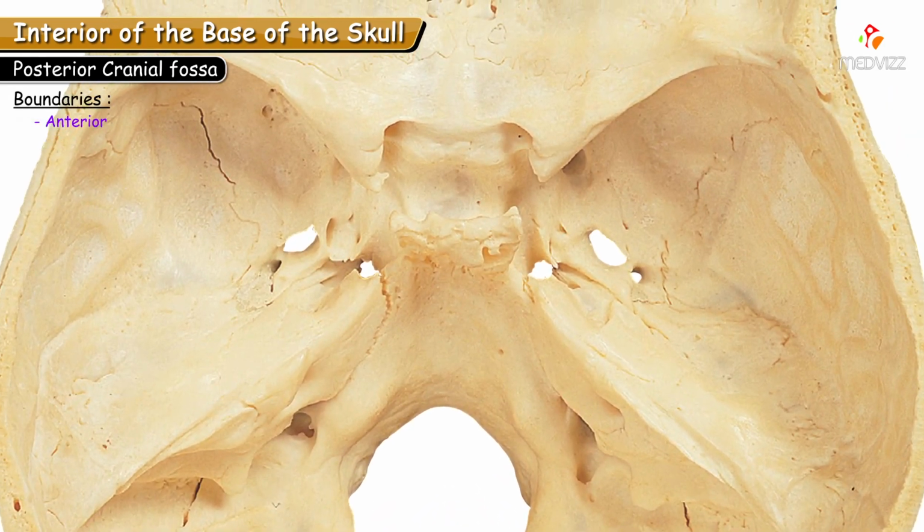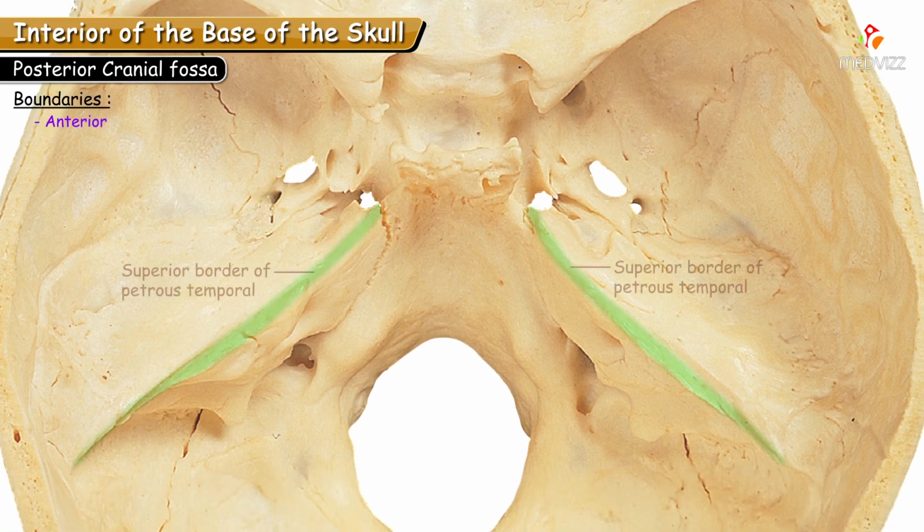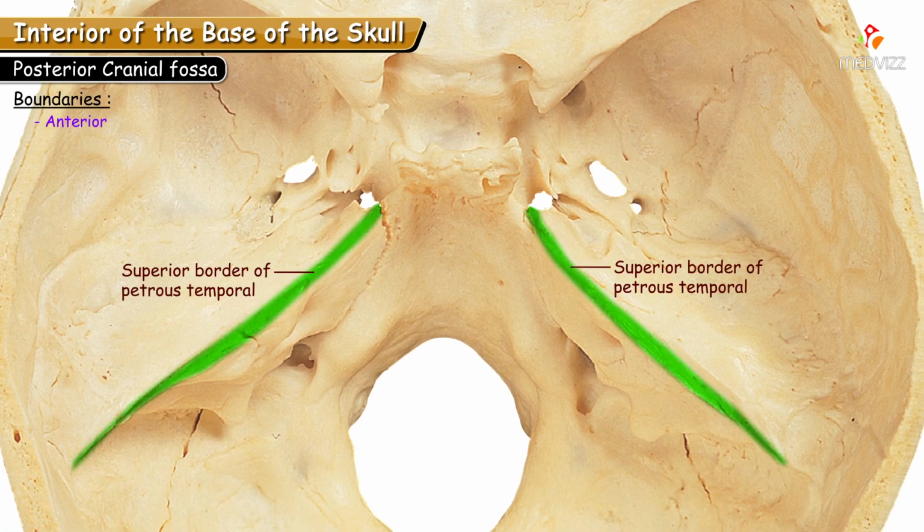Anteriorly, it is bounded in the midline by a projection of the sphenoid called the dorsum sellae. The dorsum sellae has tiny projections on each side called the posterior clinoid processes. The superior border of the petrous part of the temporal bone forms a margin on each side, separating the middle from the posterior cranial fossa.